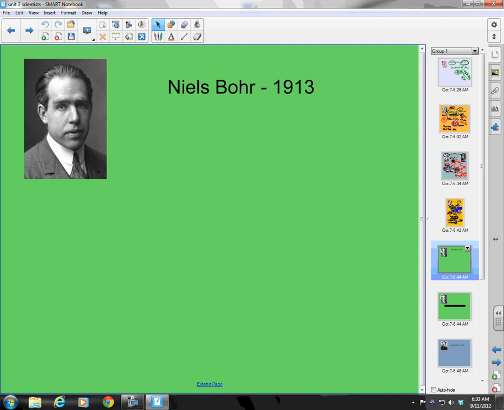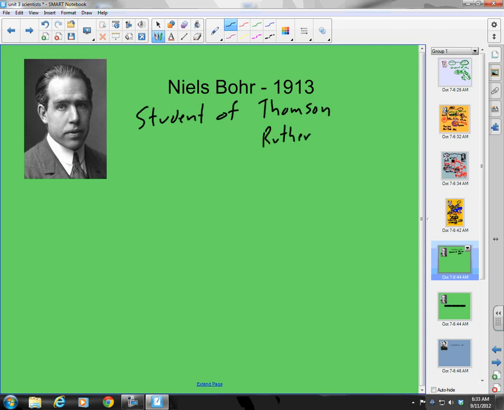essentially empty space. And now we're to Niels Bohr, and Niels Bohr happened to be a student of both Thomson first, and then later Rutherford. Good. Now, Bohr was a young man from Denmark, Copenhagen area. He was in his youth a good athlete, a soccer player, but he is also very brilliant.